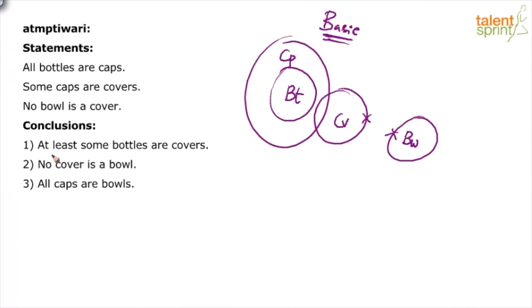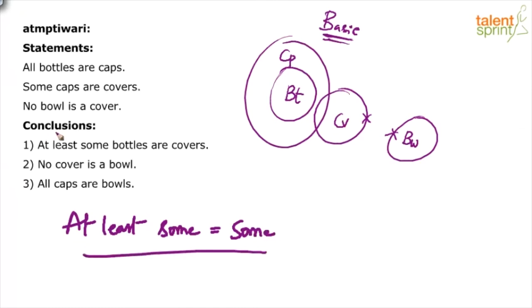Now look at the conclusions. The first one: at least some bottles are covers. We have discussed a number of times that at least some and some both mean the same. At least some is as good as some, so don't get confused when you see at least being used in conclusions. The conclusion says some bottles are covers. Do you really see that? No. In the basic diagram, no bottle is a cover. There's no overlapping between bottles and covers at all. So conclusion number 1 is wrong.